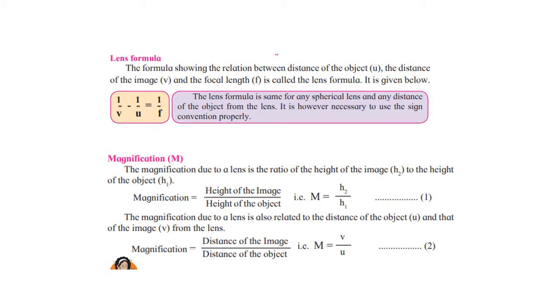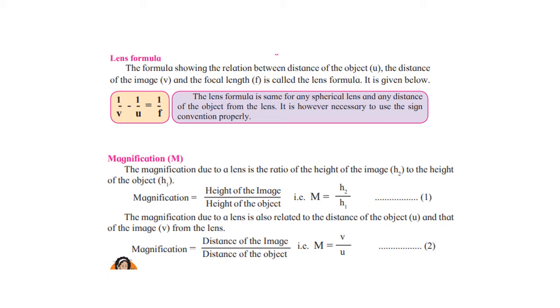Now remember the notations: u is the object distance, v is the image distance, f is the focal length. Don't confuse this with the kinematic equation. There u and v mean different things.